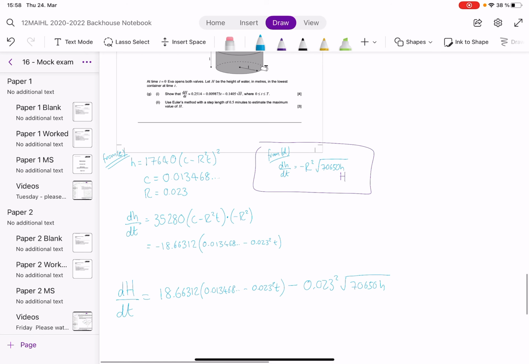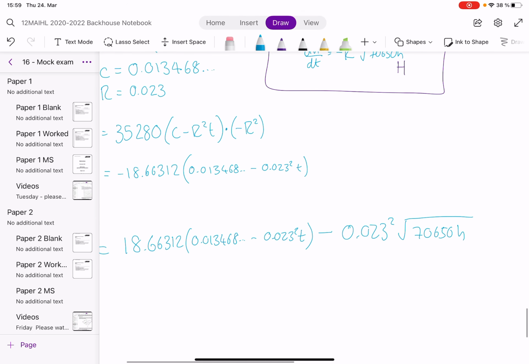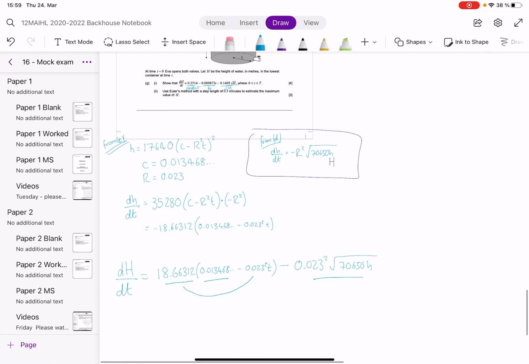Okay, and then we need to try and make it look like the actual question. So if we look at the question, we've got a constant term, a term with t, this is our constant, and a term with this square root capital H in it. So we need to do the same. Well, I guess this, when we distribute, will be our constant. This is going to be our t term, and hopefully this is our capital H term. So it's just a case of doing some multiplication now, expanding it all and simplifying.